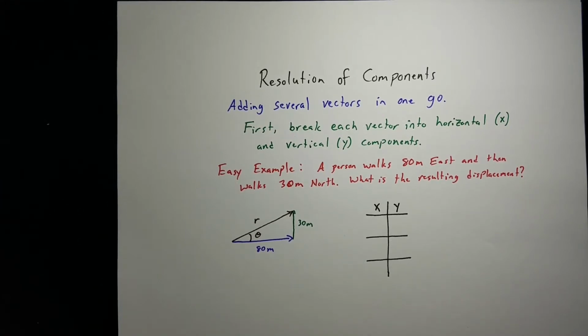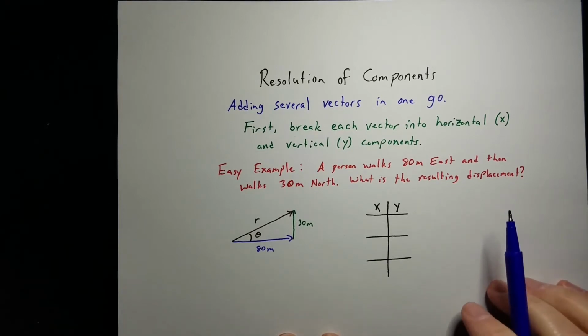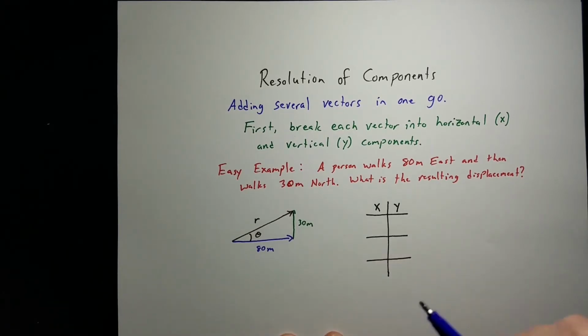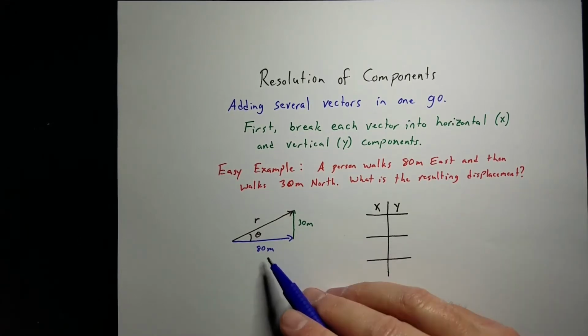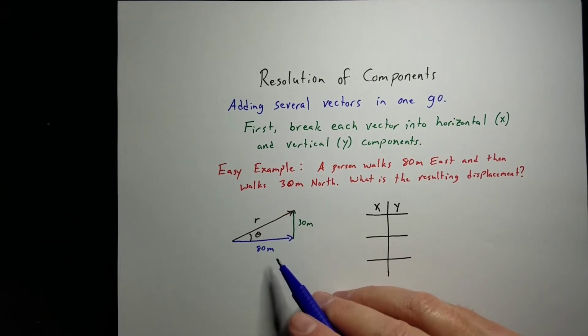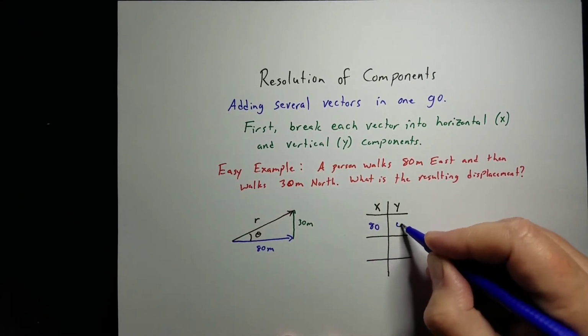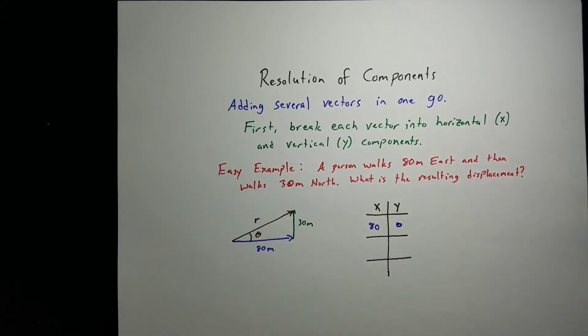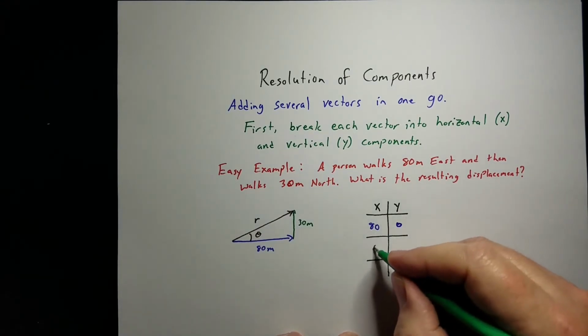The first step is simply taking whatever vector you're given and breaking it up into its component pieces. So for this one, we're going to start off really easy. We've got two vector components, 80 meters east and 30 meters north, and we're going to break them into their horizontal and vertical pieces. 80 meters east is all horizontal; there's no vertical component. For the 30 meters due north, again, there's no x.